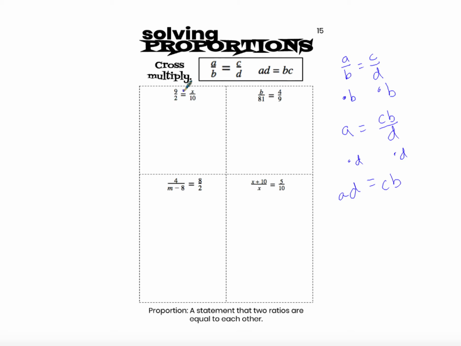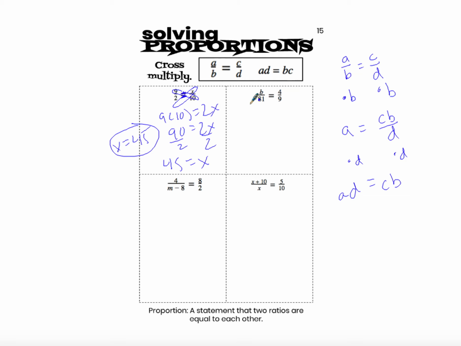In practice, lots of students like to draw that little something like that to indicate cross multiplication. Again, cross multiplication is only when the ratios are equal to each other. So I have 9 times 10 equals 2x, or 90 equals 2x. One-step equation, 45 equals x.